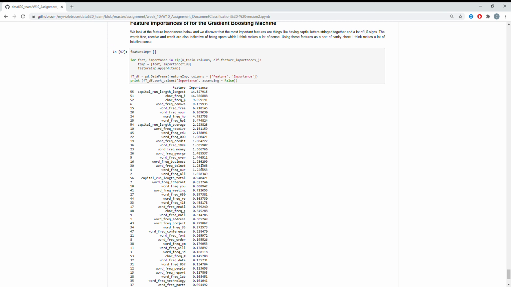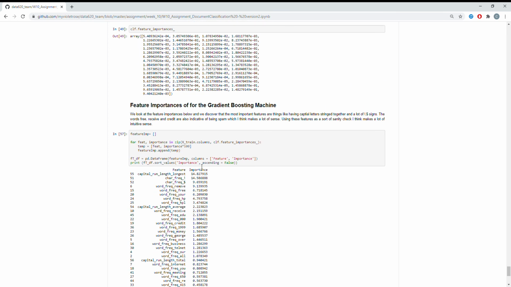And so here, looking at variable importance for the gradient boosting machine. Some of the most important features are having a lot of capital letters run together, having a lot of exclamation points, having a lot of money signs, the words remove, free, your, receive, credit, money, all those sorts of things are really indicative of spam.